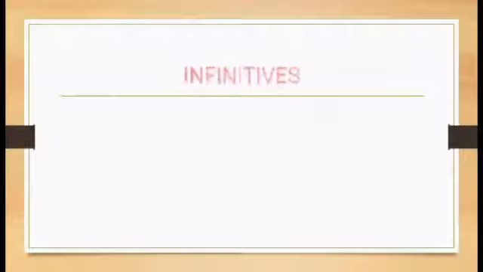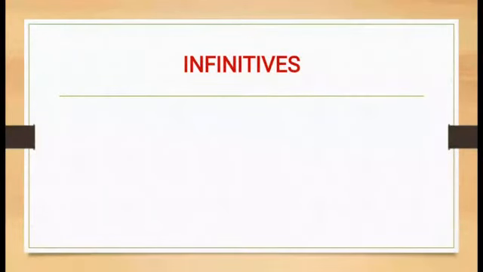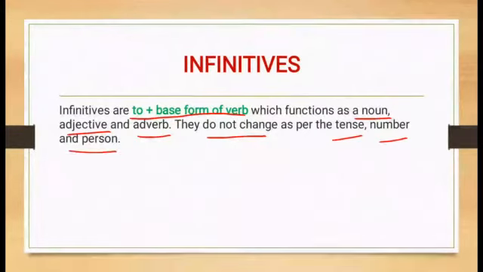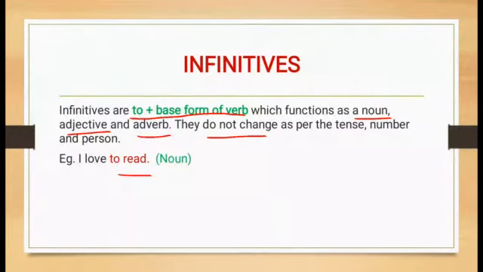Now, let us talk about another kind of non-finite verb which is called an infinitive. Now, what is an infinitive? Infinitives are to plus the base form of a verb which function as a noun, adjective or an adverb, and they do not change as per the tense, number and person. For example, I love to read. In this sentence, to read is a noun. And why is it a noun? Because it is the name of the activity.